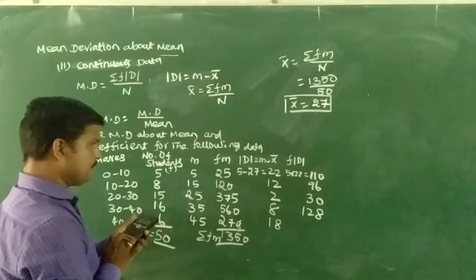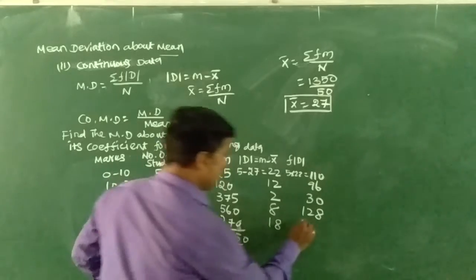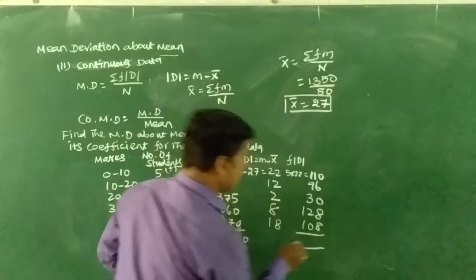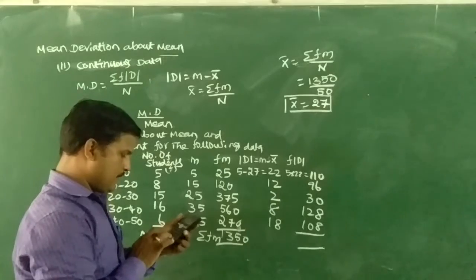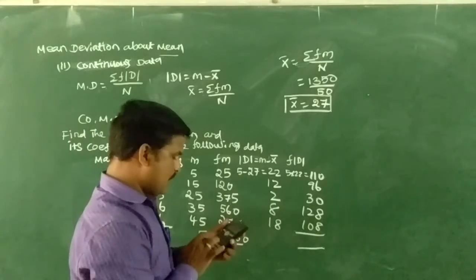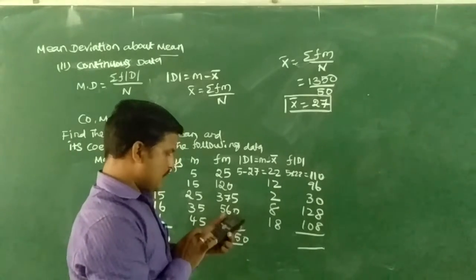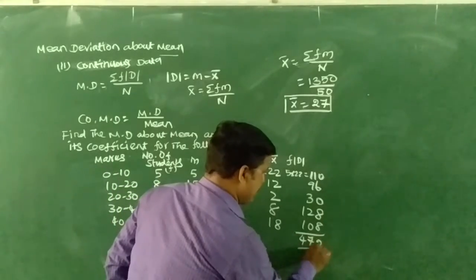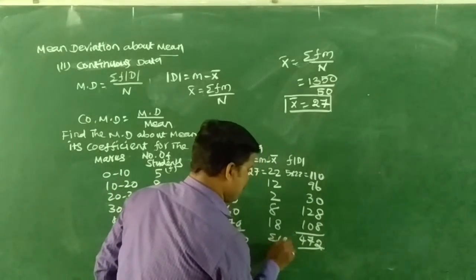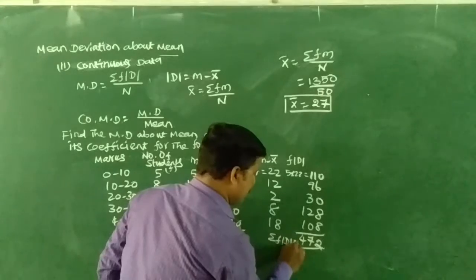Next you can add the values: 110 plus 96 plus 30 plus 128 plus 108, which is 472. That is summation of f into modulus of d.